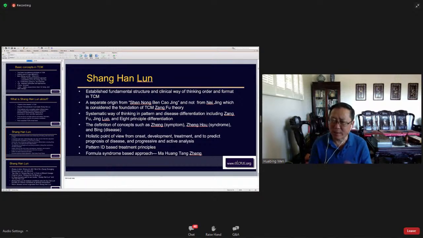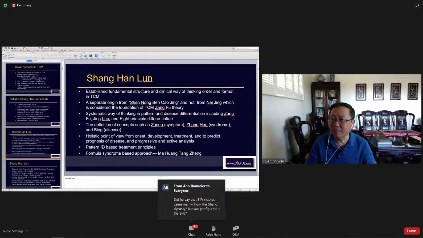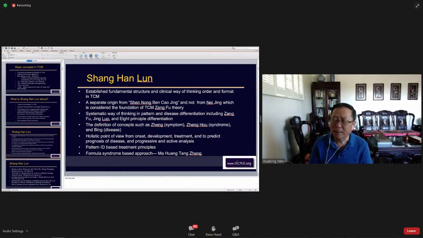So this is actually a topic I'd like to talk about: pattern management. When you have 2, 3, 4 patterns, how do you address those issues? And which approach is the best? If you can stick to the Shang Han Lun approach, that makes it much, much easier. Basically you have the yang channels versus the yin channels. Under yang you have three, under yin you have three. So that'll make it simpler. It's not so difficult to put things together.